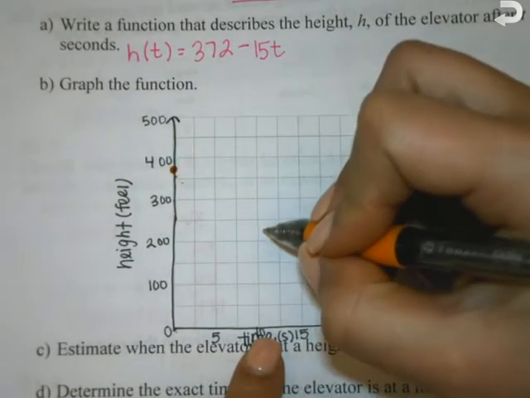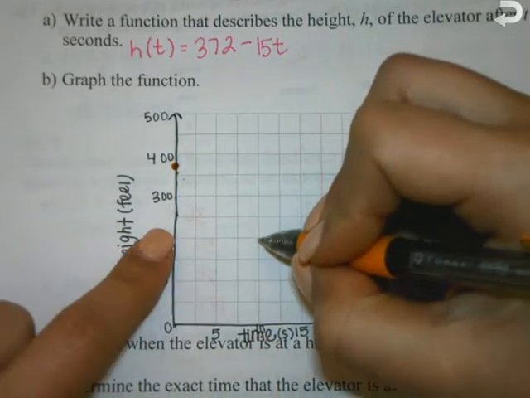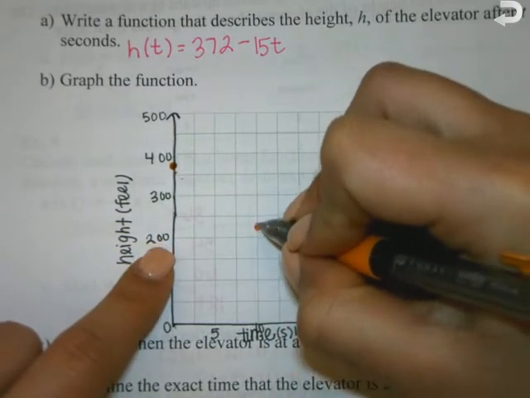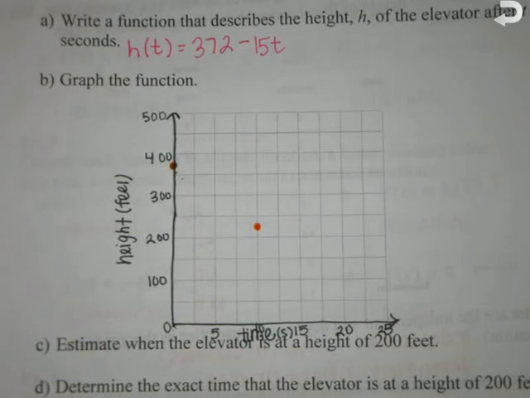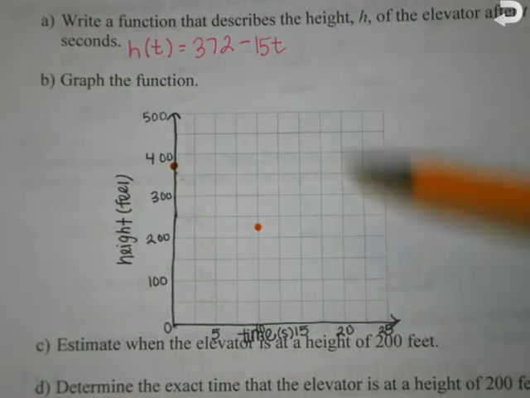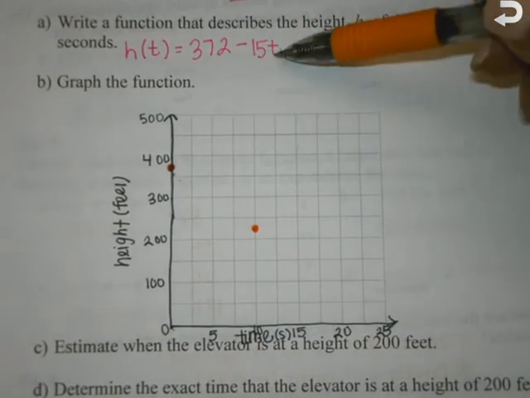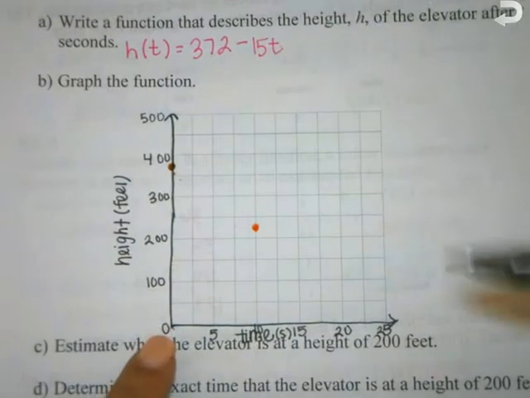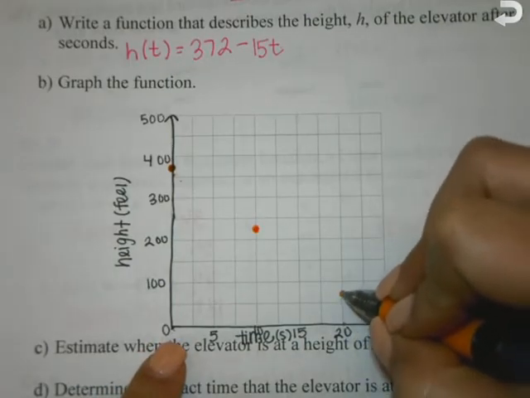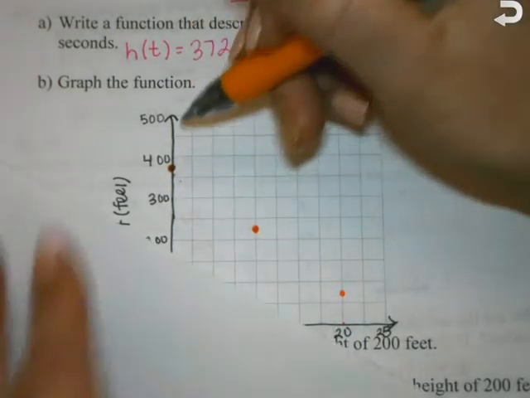What'd you get? 222. So that's almost 225. So it's going to be somewhere right here in between 200 and 250. And remember, your graph is just an estimate. But how many points do we need to graph something? 3. Well, technically 2. But I always want you guys to do 3. So if we did 20, that would be 300, and 372 minus 300 would give me 72, so that's somewhere like right here. So let's draw a graph.